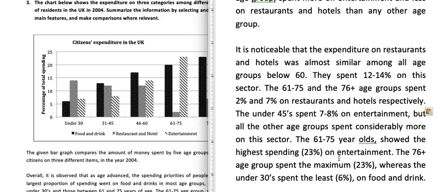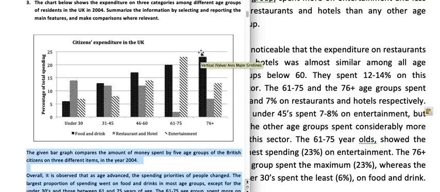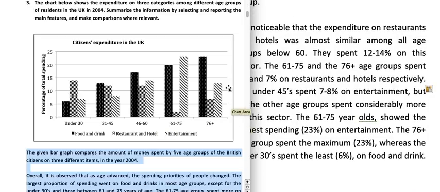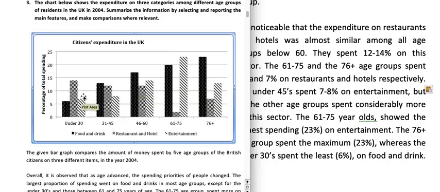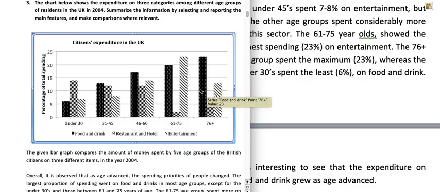I have put the data in the brackets. This is one way to add data in any graph. The 76 plus age group spend the maximum, whereas the under 30s spend the least on food and drink. So I have talked about all the sectors where the expenditure has been done. First, I took up the expenditure on restaurants and hotels, and I compared all the five age groups. After that, I took up entertainment and wrote about that, and finally, I wrote about the expenditure on food and drink.